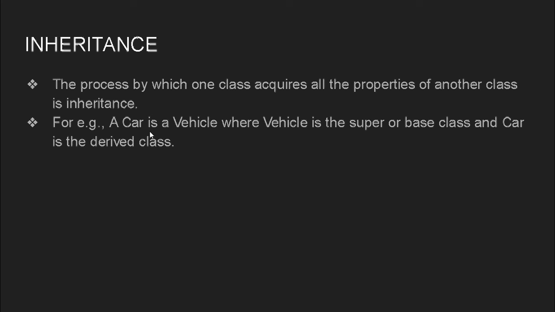For example, here car is a vehicle. Here vehicle is the parent class. It is going to give some of its properties or characteristics to the car class. So car is a vehicle.